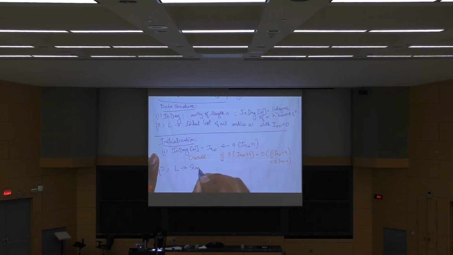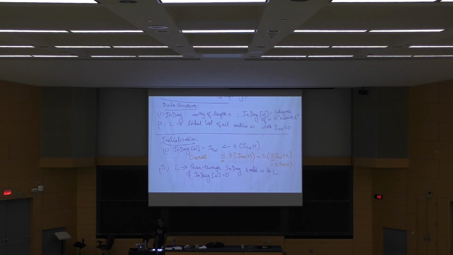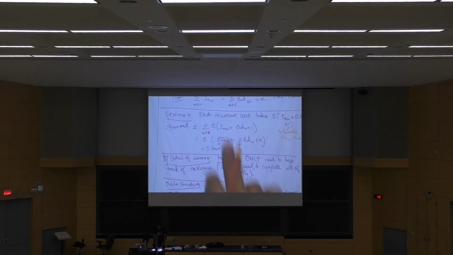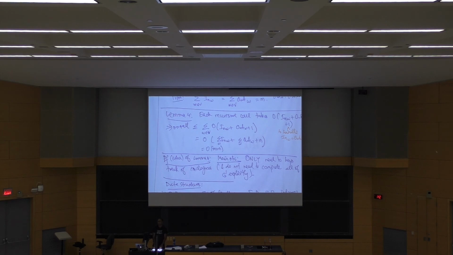So scan through in degree and add W to L if in degree of W is actually equal to 0. And so you're just doing a scan and constant amounts of work each time. So this is order n. Okay, so that implies overall initialization is order m plus n, which is good because we want order m plus n at the end, right? So your initialization better also be order m plus n.